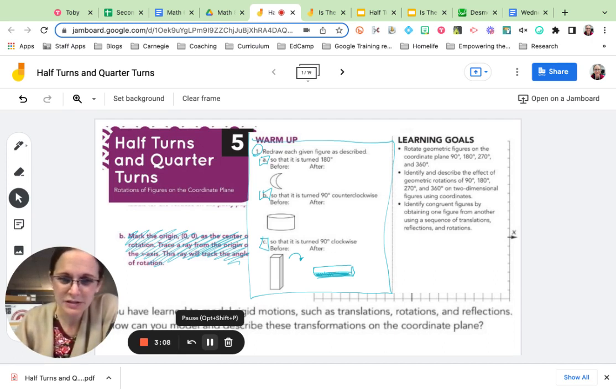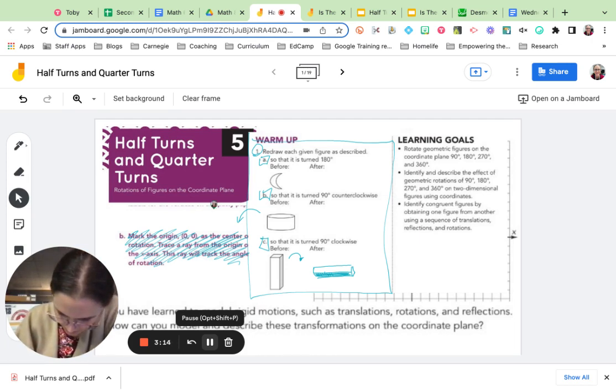Now let's work with that cylinder. I really want to work with the space to the left with the cylinder because it's going 90 degrees counterclockwise. So it should look something kind of like that. It's rotating 90 degrees counterclockwise.